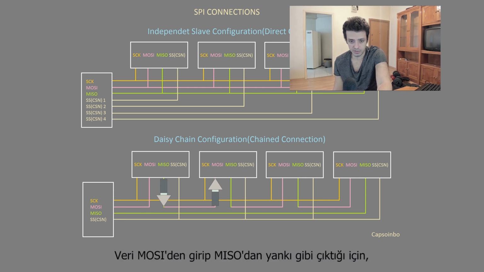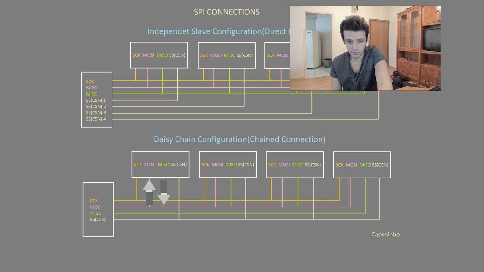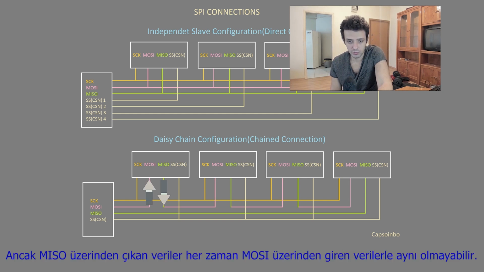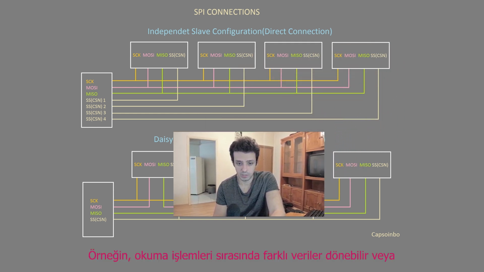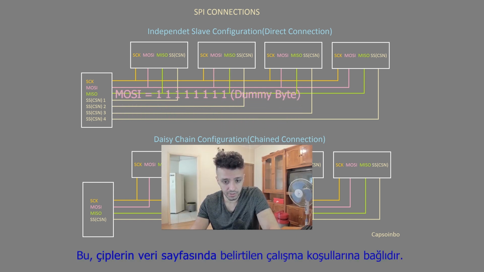Since the data entering from MOSI comes out of MISO in an echo-like manner, the MISO pin of the first slave chip is connected to the MOSI pin of the next chip in the chain connection. But the data coming out via MISO may not always be the same as the data entering through MOSI. For example, during read operations different data might be returned or some operations may result in predefined outputs. This depends on the operating conditions specified in the datasheet of the chips.